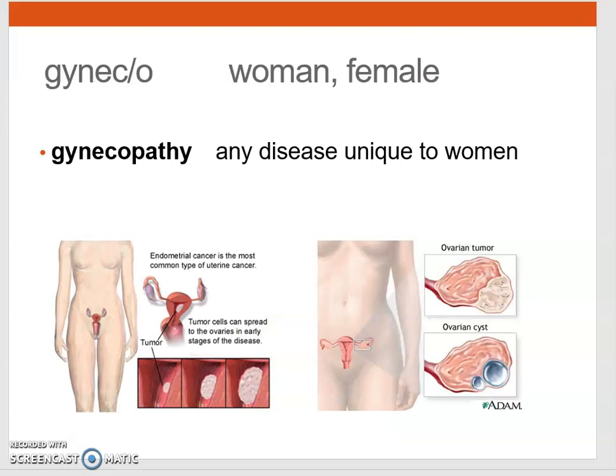So taking the word gyneco for woman or female, we have gynecopathy. This is an umbrella statement that's basically talking about any disease that's unique to women. Once again, we had that same similar statement when we talked about men, and when we say unique to a gender, primarily, especially in these chapters, we're talking about reproductive tract. So we have a couple of examples here, something called endometrial cancer, or ovarian cancer, and ovarian cysts. So the first two I mentioned are malignancies, and the ovarian cyst itself is benign. And we're going to cover some of those pathologies in this lecture today.